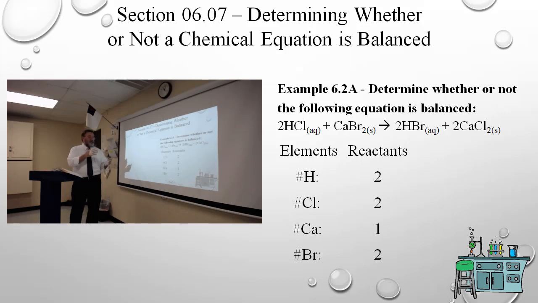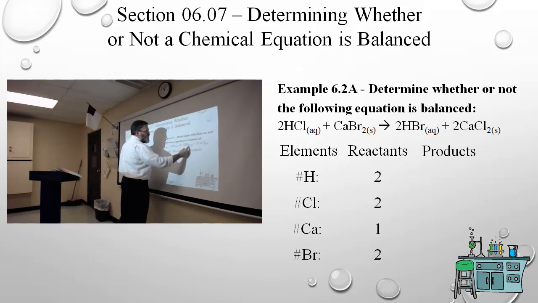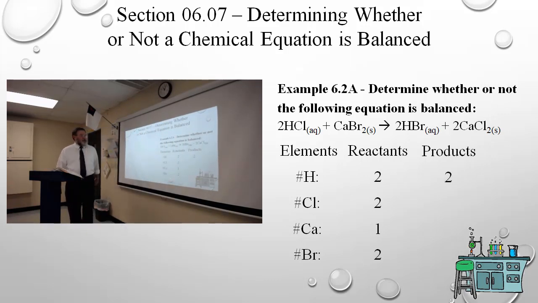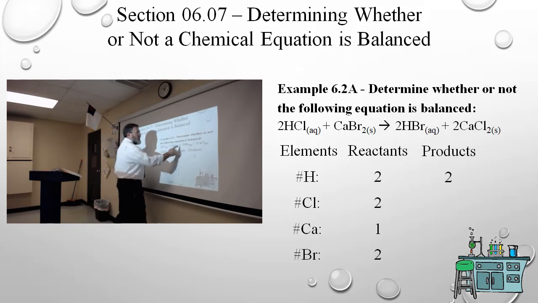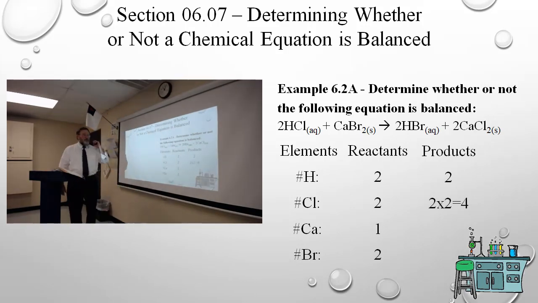Let's do the same thing then for the products. What are the products? By count, hydrogen. Looking from left to right, I have 2 sets of 1 and no more. So I have 2. Chlorine. Left to right, I have 2 sets of 2, so I have 4. If the question is, is it balanced or not, you're done. You're done. Because you've just found a mismatch.